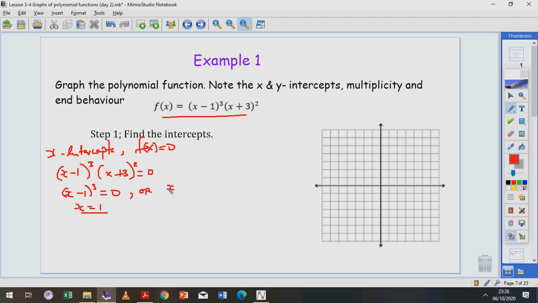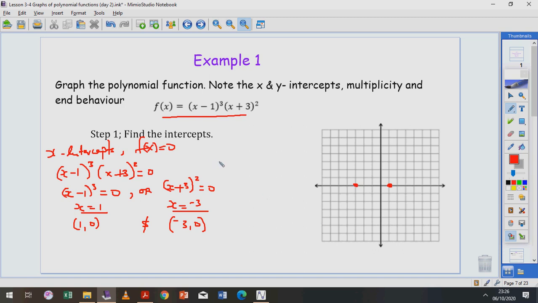Or I'll have (x plus 3) squared is equal to 0, which will give me x is equal to negative 3. So my two x-intercepts are x is 1, y is 0, and x is -3, y is 0. So I'll go to my graph and just mark off those x-intercepts. One is over here, x is 1, y is 0, and the other one is x is -3, y is 0. Okay, so those are the two x-intercepts.